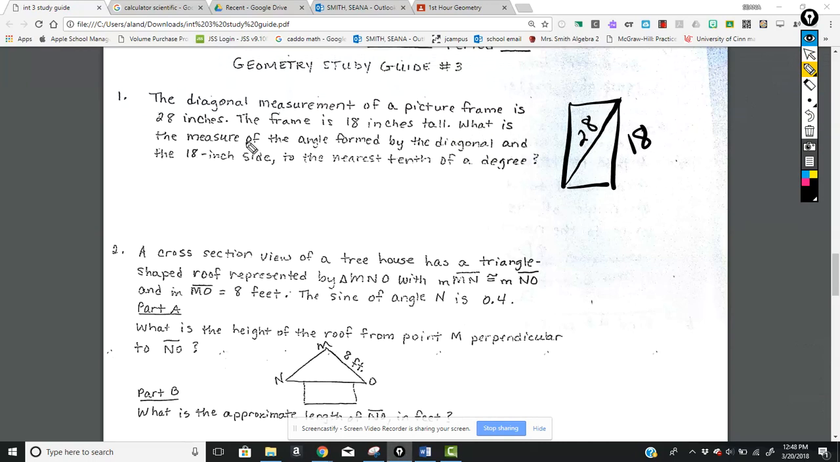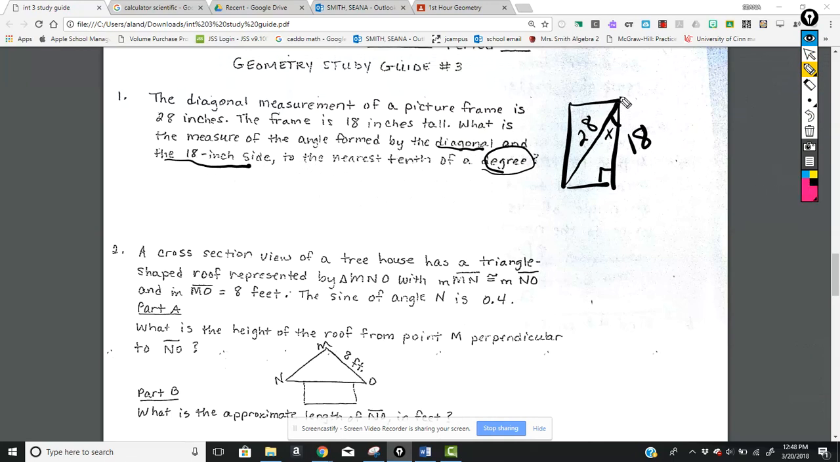Next, it says, what is the measure of the angle formed by the diagonal and the 18-inch side? So you know this is your 90 because of a rectangle, so you have these two pieces here. This one is formed by the diagonal and the base, but we don't know the measure of the base. So that means they're talking about this angle measure here, diagonal and 18-inch tall. And it's x because we want to find, to the nearest tenth of a degree, a degree measure. So first of all, we have to figure out which trig function works for this.